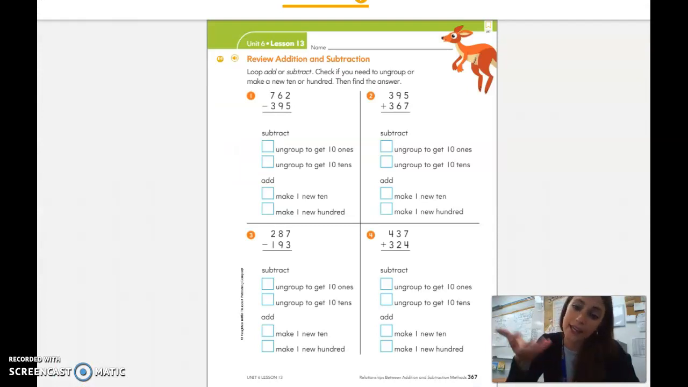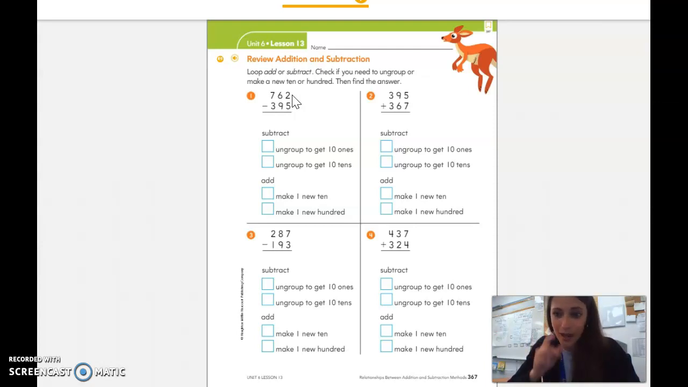395. So you're taking 395 away from 762. Now, if the number on the bottom is bigger than the top, go to your neighbor and knock, knock, knock. Okay? Is 5 bigger than 2? Yes. Do I need to ungroup? Yes. But what's my problem? Do I have enough 10s?